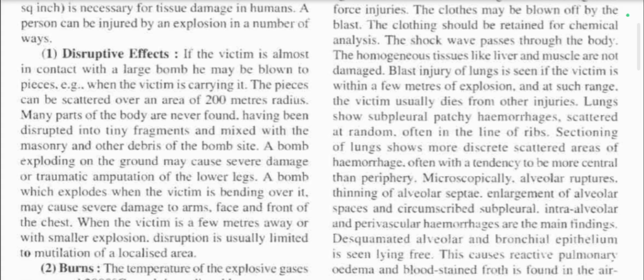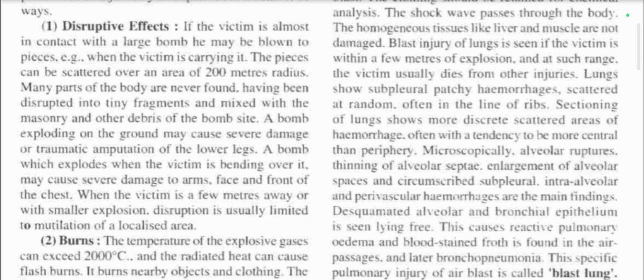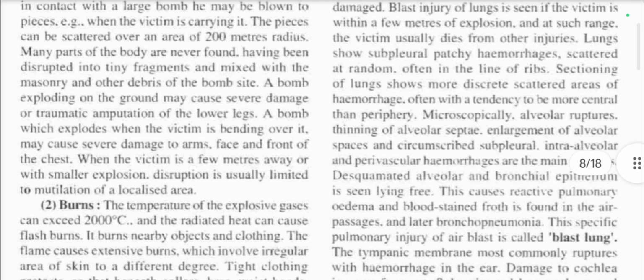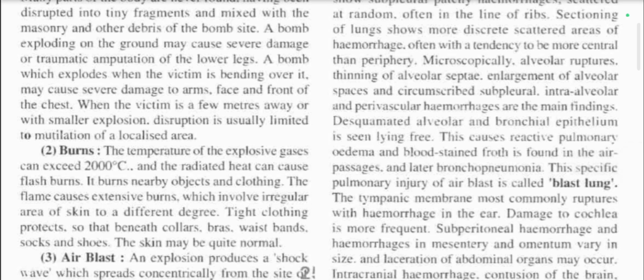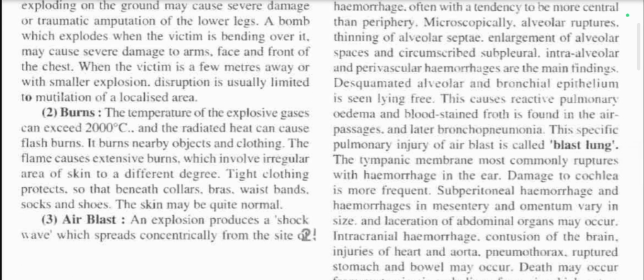Lungs show subpleural patchy hemorrhages, scattered at random, often in line with the ribs. Sectioning of lungs shows more discrete scattered areas of hemorrhage, often with a tendency to be more central than peripheral. Microscopically, alveolar ruptures, thinning of alveolar septae, enlargement of alveolar spaces, and circumscribed subpleural, intraalveolar, and perivascular hemorrhages are the main findings. Desquamated alveolar and bronchial epithelium is seen lying free. This causes reactive pulmonary edema, and blood-stained froth is found in air passages and later bronchopneumonia. This specific pulmonary injury of air blast is called blast lung.